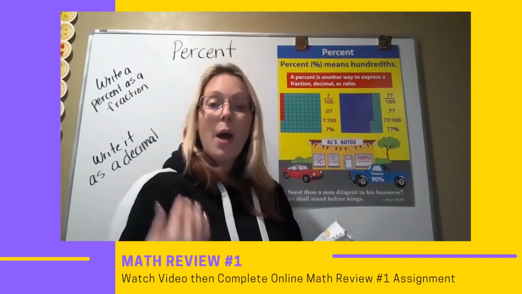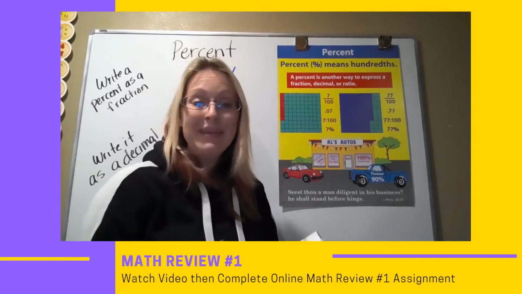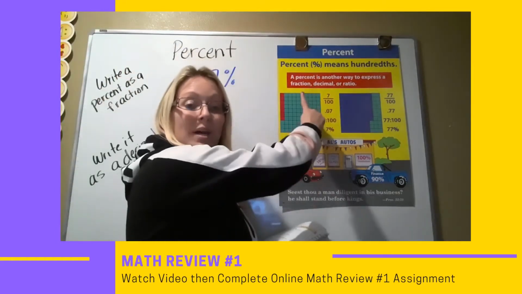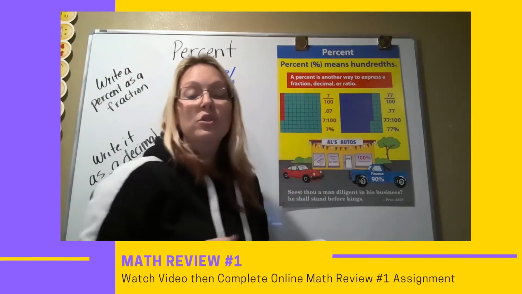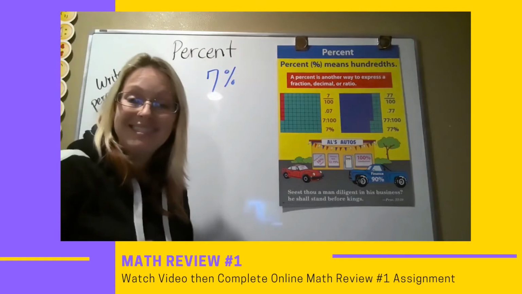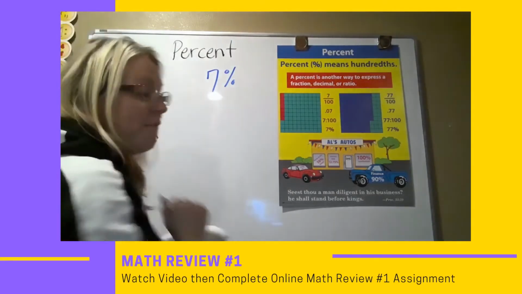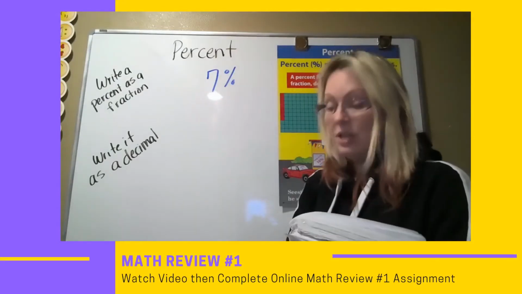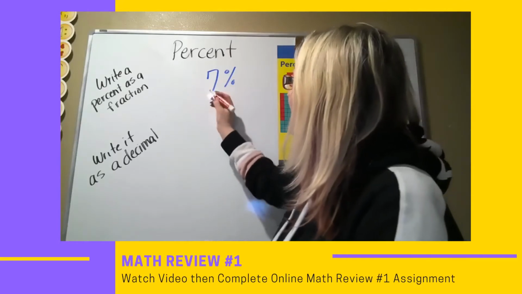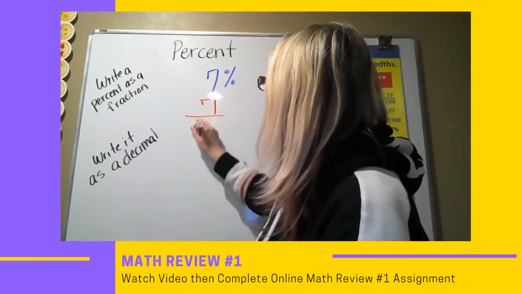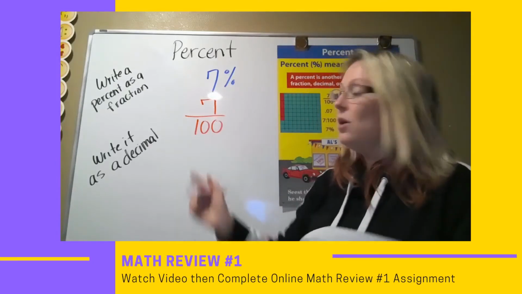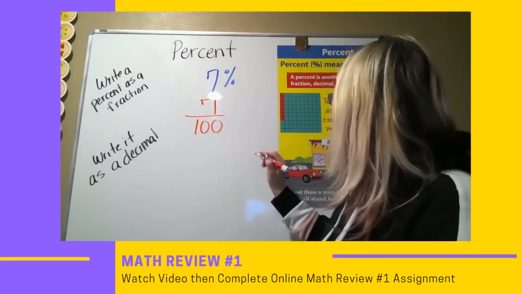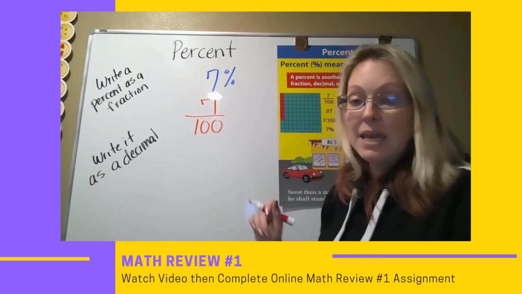We're also going to talk about percent. Now remember, percent means to the 100th. So a percent is another way to express a fraction or a decimal. So let's go ahead and take the percent of 7 and change it into a fraction or a decimal. Now how we do that is, if we're going to change it into a fraction, we have to put 7 over 100. That's it. We know that it's 7/100ths.